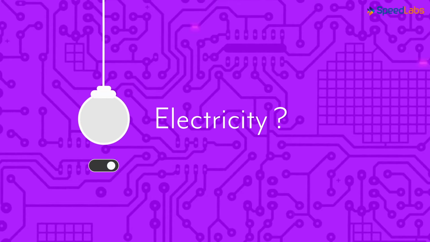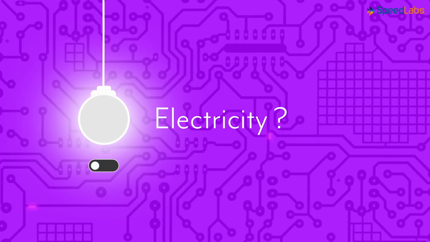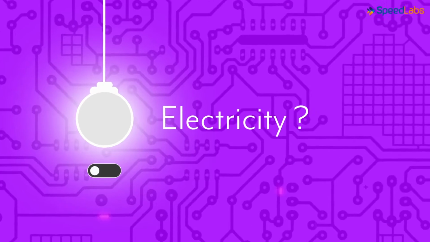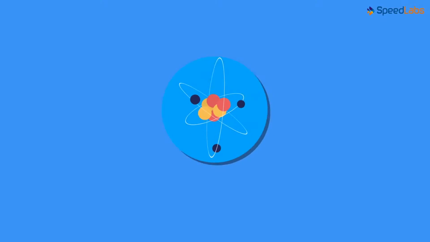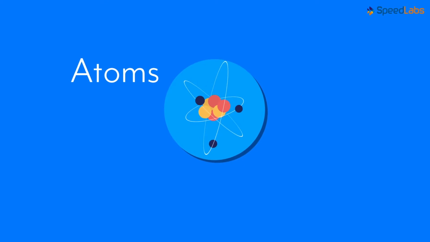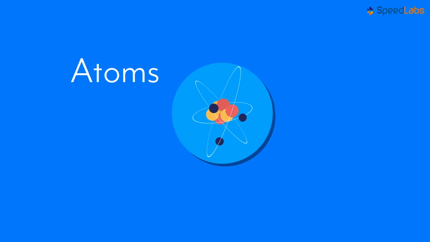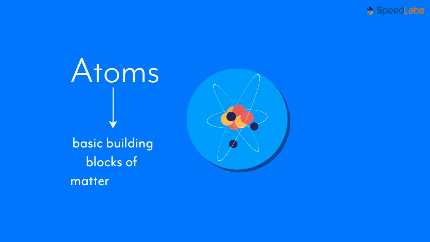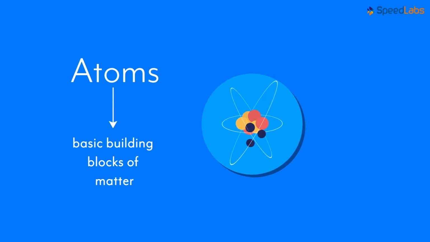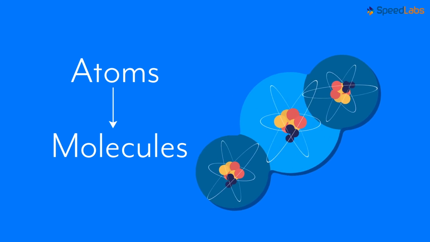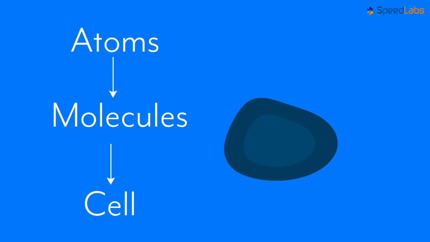How does it flow in an electric circuit? Why does the bulb light up when the switch is on? To understand this, we need to dive a bit deeper, right down to the concept of atoms. What are atoms? They are the most basic building blocks of matter. Atoms make up molecules, and many molecules together make up a cell, which is the fundamental unit of life.